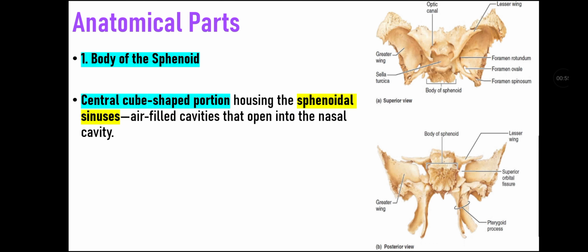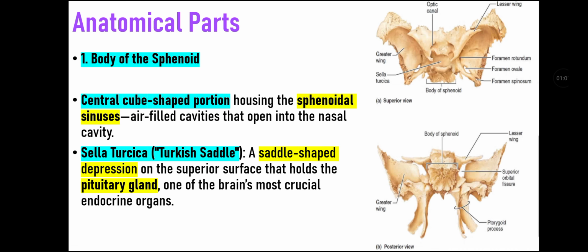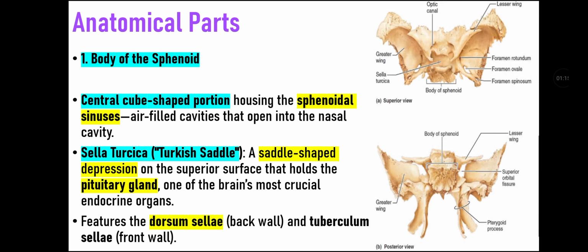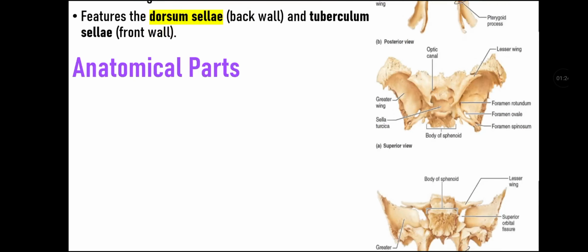As you can see here in diagram, it houses the sphenoidal sinuses, that are air-filled cavities that open into the nasal cavity. Second, it has sella turcica, that is also called as Turkish saddle, that is a saddle-shaped depression on the superior surface that holds the pituitary gland, one of the brain's most crucial endocrine organ. It features the dorsum sella, that is the back wall of sella turcica, and tuberculum sella, that is the front wall of sella turcica, as you can see here in the diagram 1.